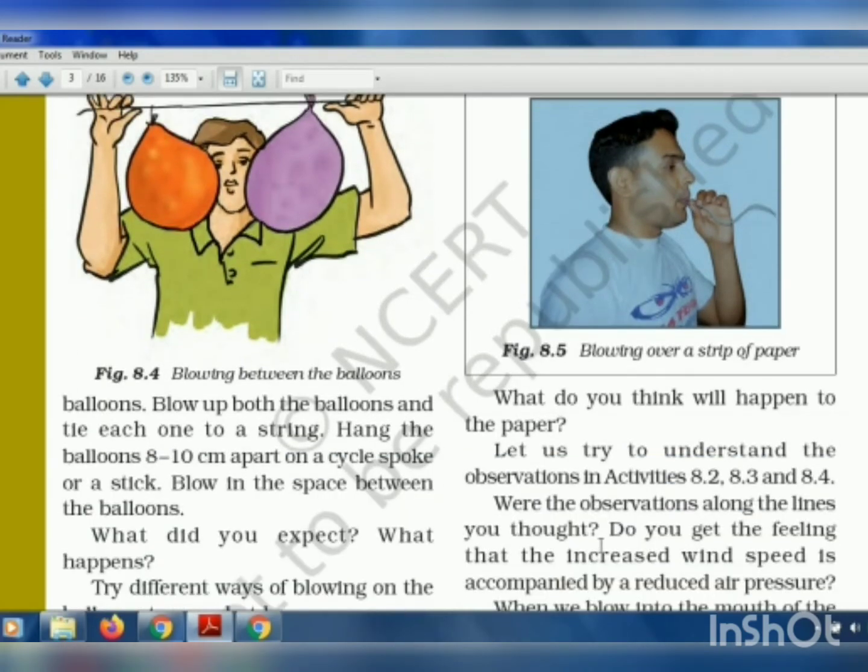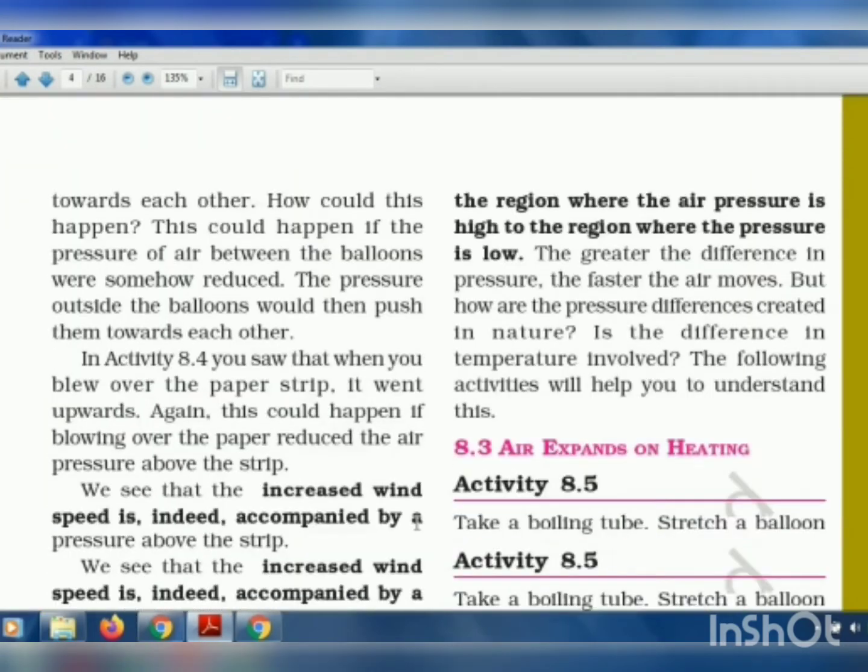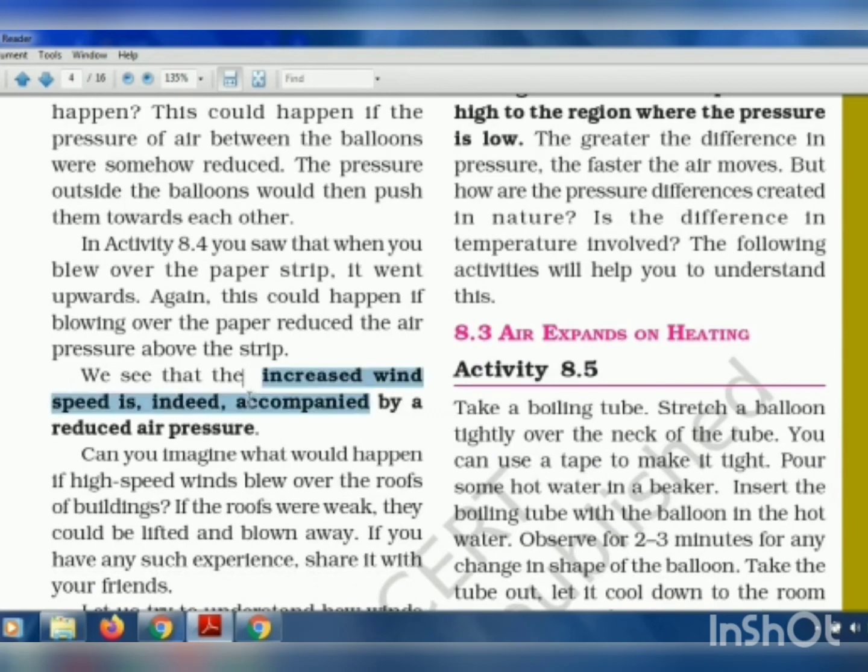Okay, so these are the three activities which make it clear why the paper strip moves up, why the balloons come together, and why the paper ball is coming out of the bottle rather than going inside the bottle. Because it is said here that increased wind speed is always accompanied by a reduced air pressure. So wherever the speed of the wind is more, at that place the pressure of air is less. Okay, so that is why it happens.